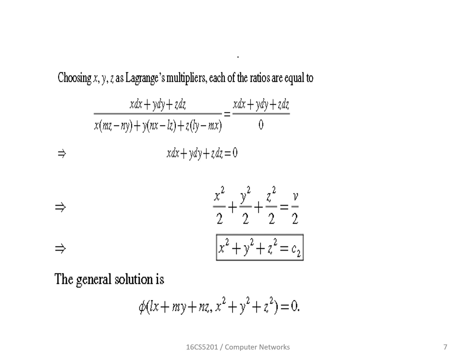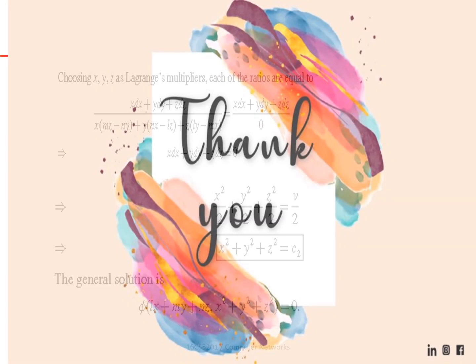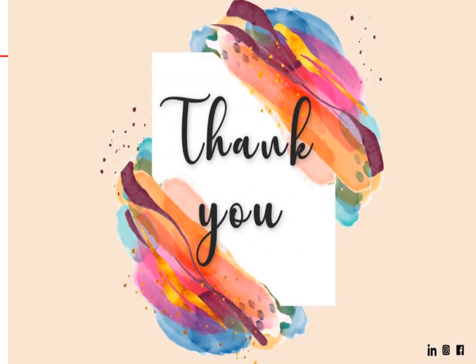Hence, the general solution of the given problem is phi of C1 comma C2, that is phi of lx plus my plus nz comma x square plus y square plus z square equal to 0. In this video, we have seen what Lagrange's equation is and how to solve it using the multiplier method. Thank you.